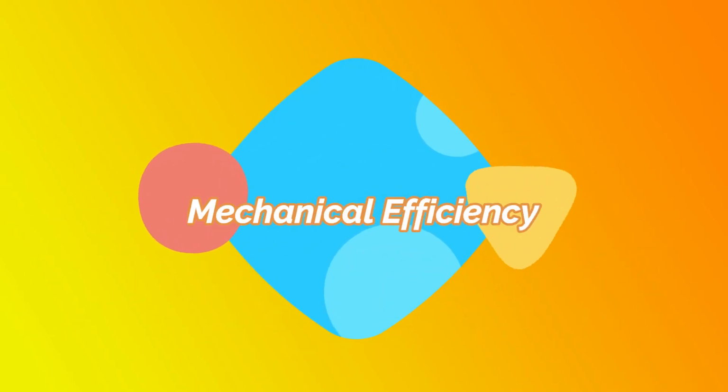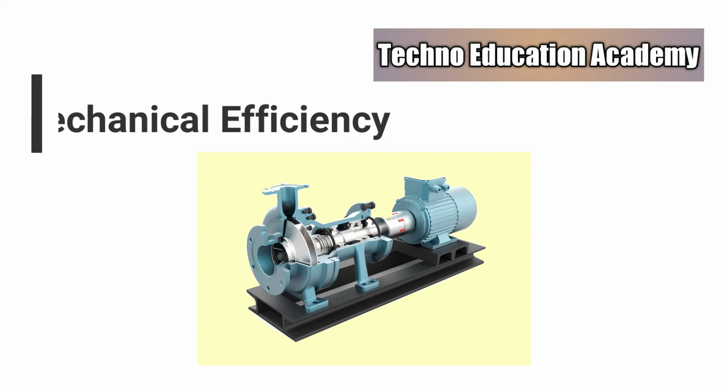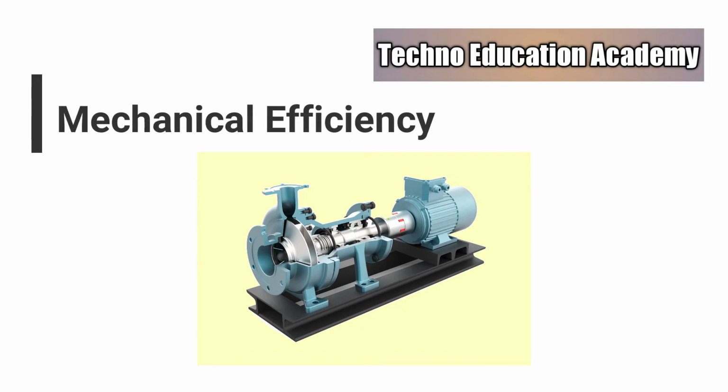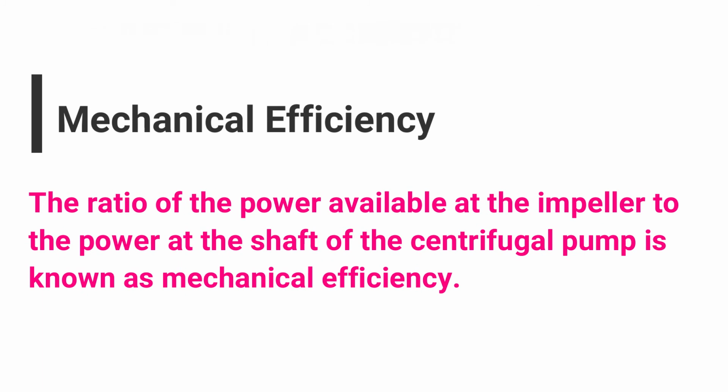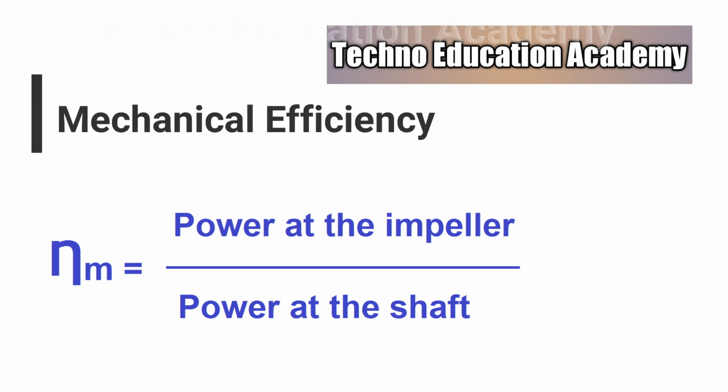Next one is mechanical efficiency. The power at the shaft of the centrifugal pump is more than the power available at the impeller of the pump. So the ratio of the power available at the impeller to the power at the shaft of the centrifugal pump is known as mechanical efficiency. It is written as mechanical efficiency equal to power at the impeller divided by power at the shaft.